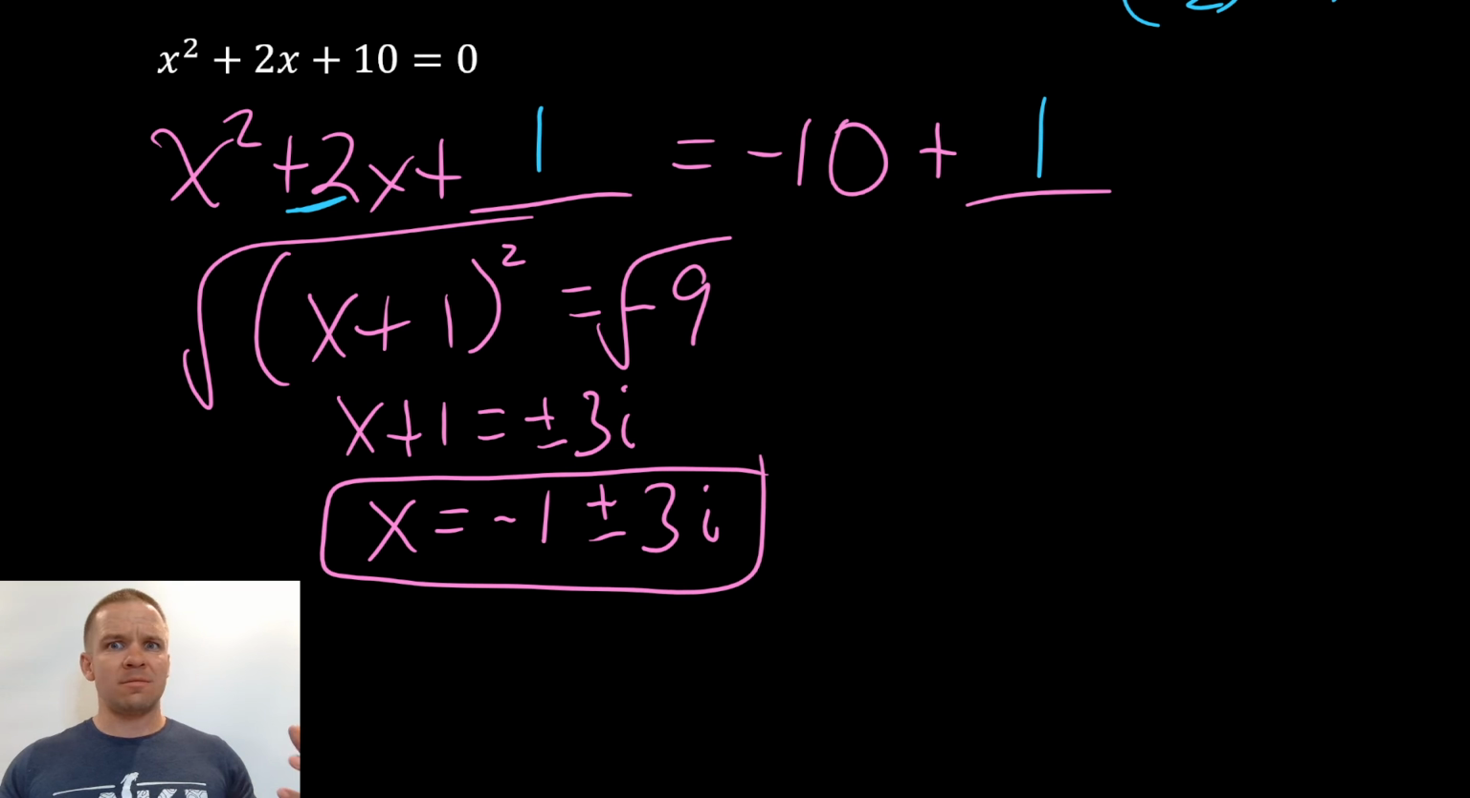Boom. That's it. Not too bad, right? Had to remember the imaginary numbers when we're square rooting a negative when we're solving. Other than that, not too bad. We can leave it as that plus or minus. That's pretty nice. Makes it easy to write.